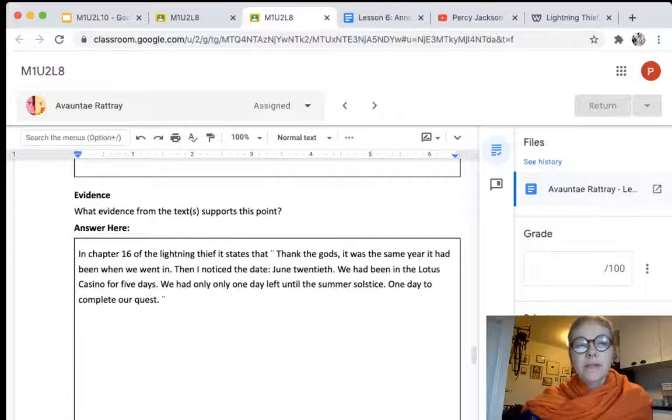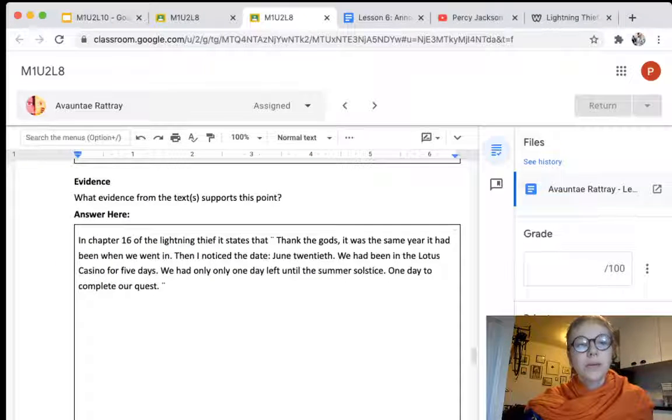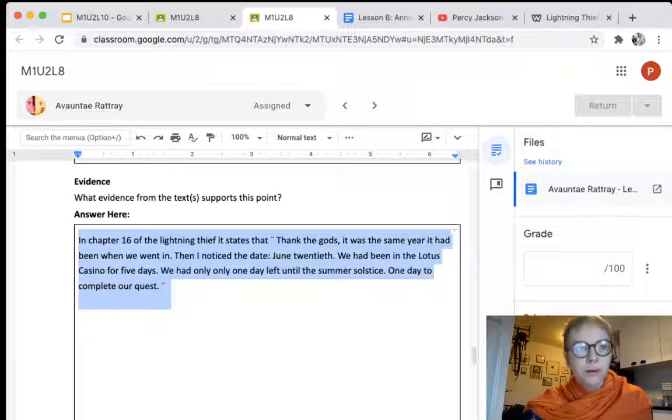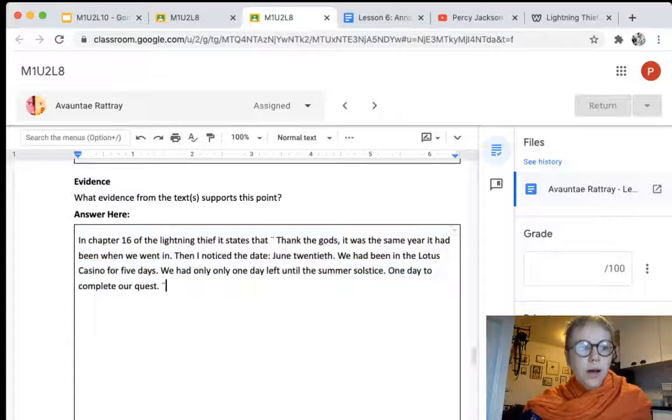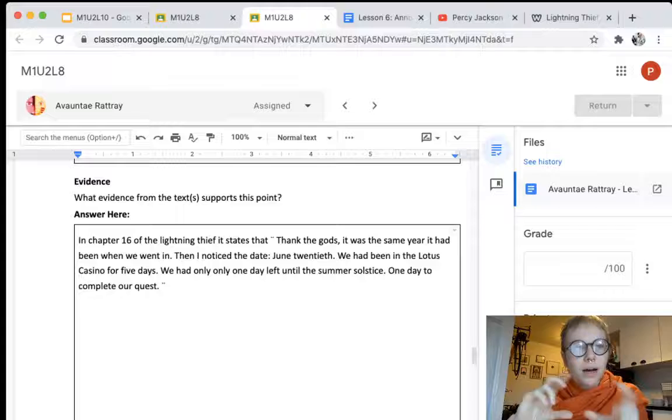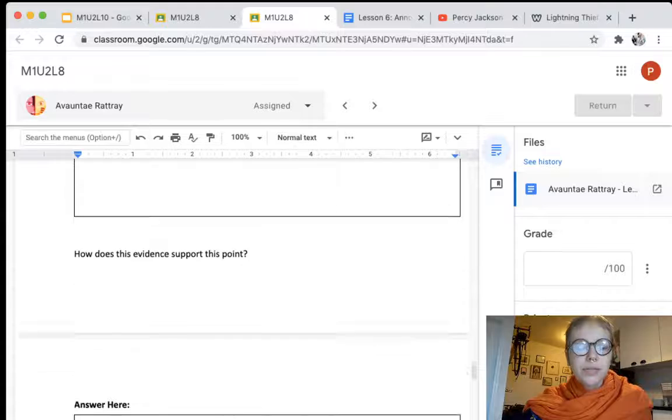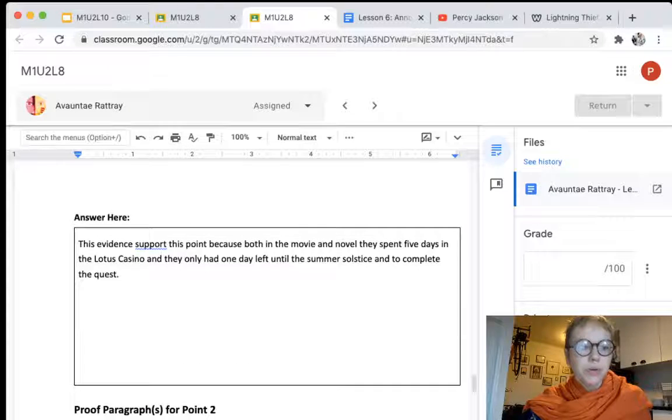And then here's where a lot of us are getting confused. We're looking at evidence, which means you have to pull a quote from chapter 16. So in chapter 16, the lightning thief, it states whatever, and then you have your quotation mark, word for word, what the text is saying. If you want to move a little bit further, today you can talk about what happens in the movie. So you're giving details about what you saw in the film with the similarity that you're describing. And then you're going to explain how this evidence supports your point.